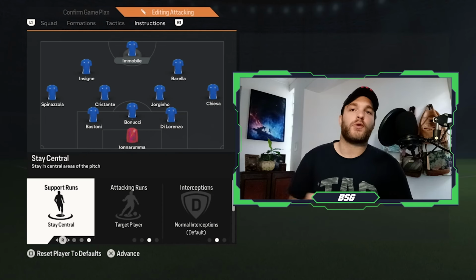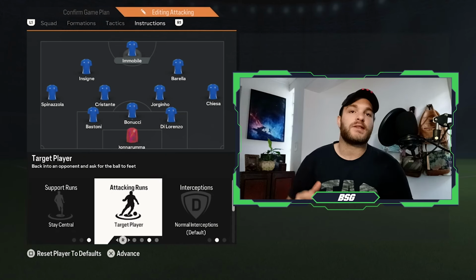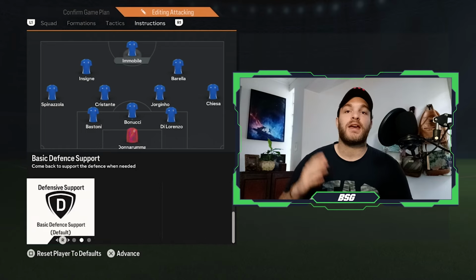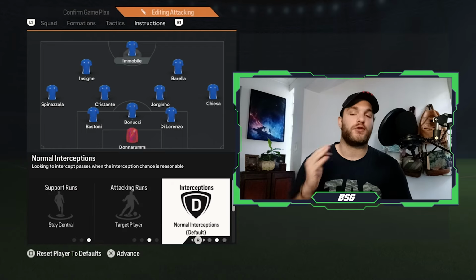And nothing will change for the role of Immobile. He will still be set to stay central as well as be a target player. And then finally, have a basic defensive support paired up with normal interceptions.